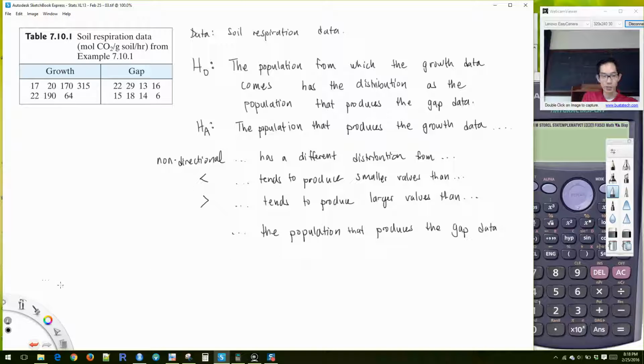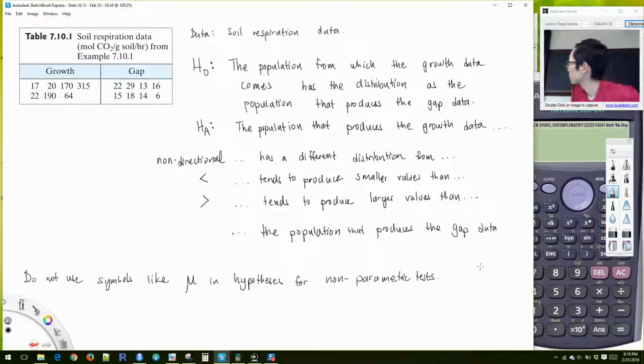So do not use symbols like mu in hypotheses for non-parametric tests. All right.